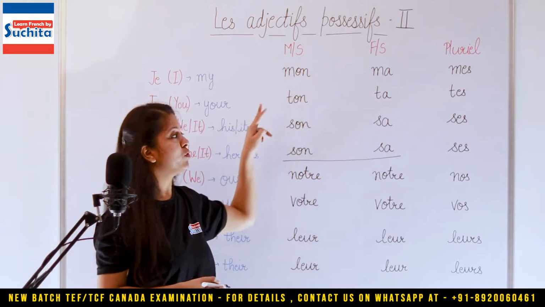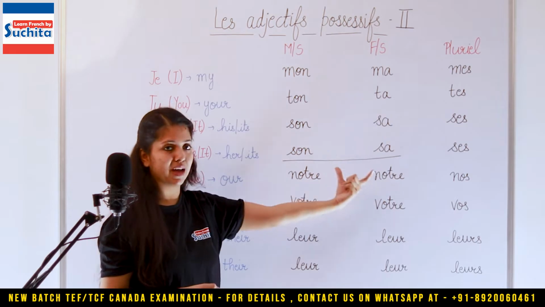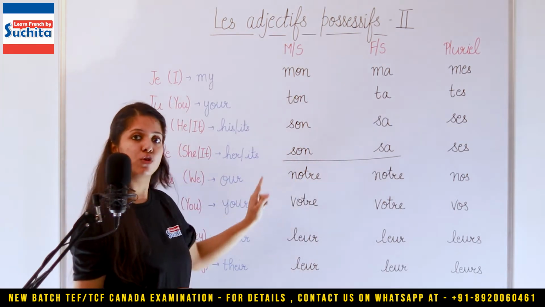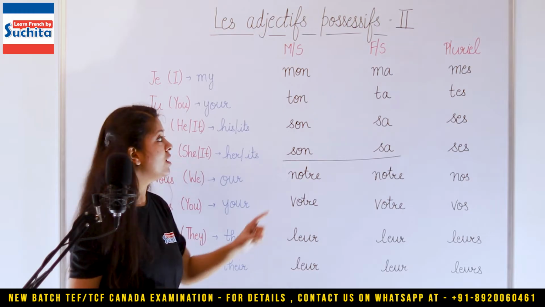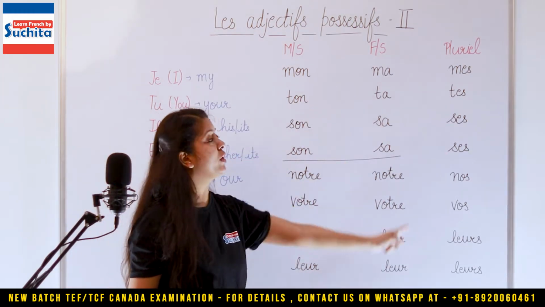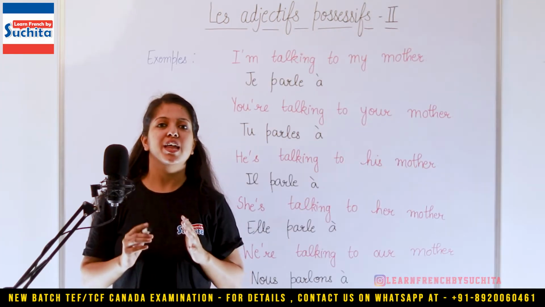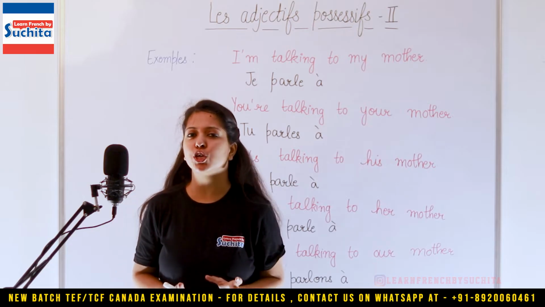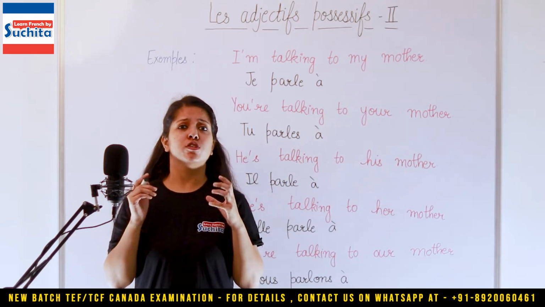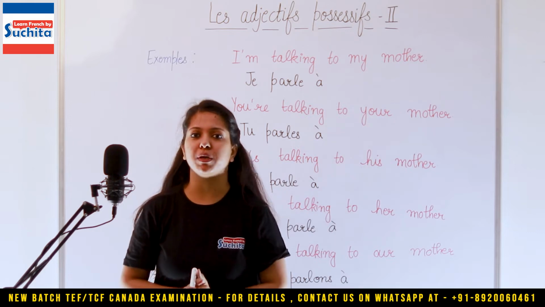Mon, ma, ton, ta, son, sa. Here they are the same: notre, votre, leur. Okay? So in this video we are going to focus only upon the feminine singular nouns. I've written a few examples here in order to explain the feminine singular column in a better way. So just grab a notebook, grab a pen, and you're going to solve the questions with me.